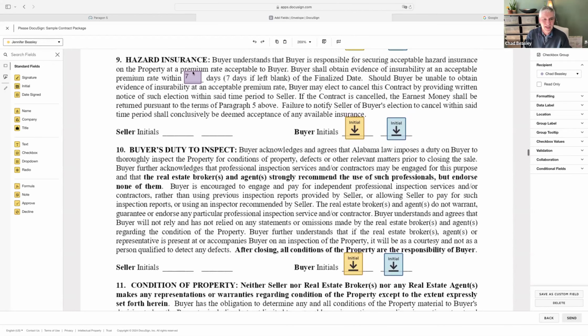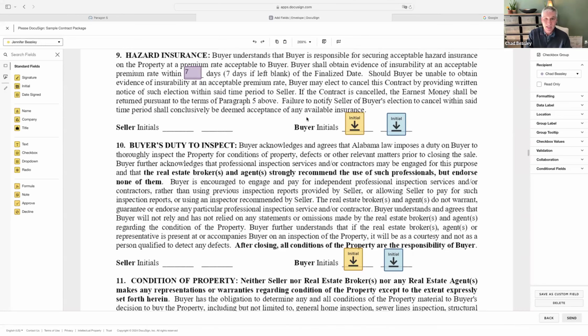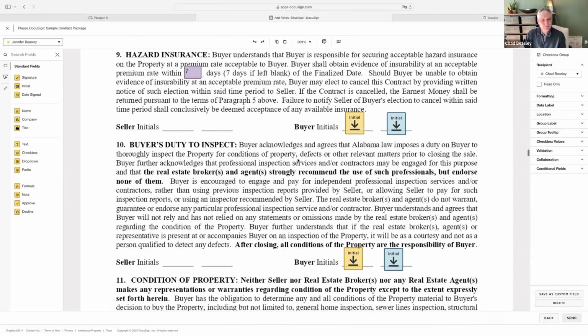So I usually put 7 days because it just doesn't take that long to get a homeowner's insurance quote. And if the contract is canceled, earnest money will be returned pursuant to paragraph 5 above. Failure to notify the seller of the buyer's election to cancel within said time period shall conclusively be deemed acceptance of any available insurance. So if they don't check on it and you go beyond that time frame, it's basically the buyer saying, "Hey, I'm buying the property no matter what the insurance costs." This is really a big deal when you get down near the coast. Those insurance rates have gotten sky high.